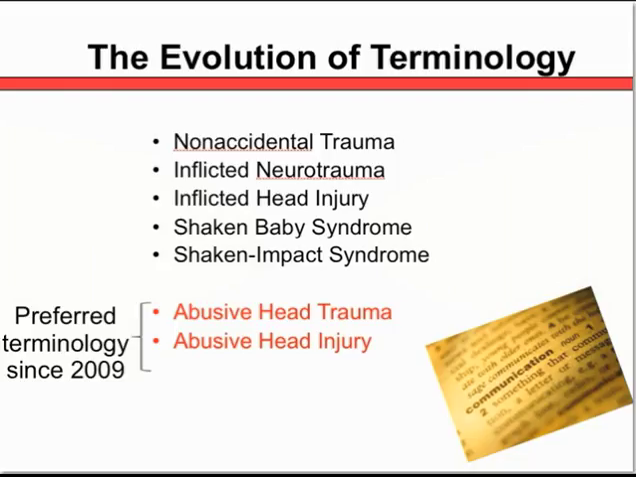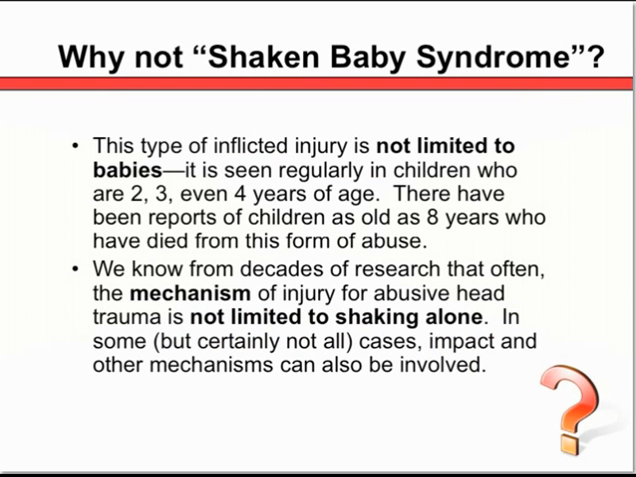However, since 2009, the preferred terminology is abusive head trauma or abusive head injury. There are a number of different reasons for this. We are trying to move away from the term shaken baby syndrome within the medical legal field for a couple of reasons. First, this type of inflicted injury is not limited to babies. It's seen regularly in children who are even as old as 4 years of age. There have been case reports of children as old as 8 years of age who have died from this form of abuse.